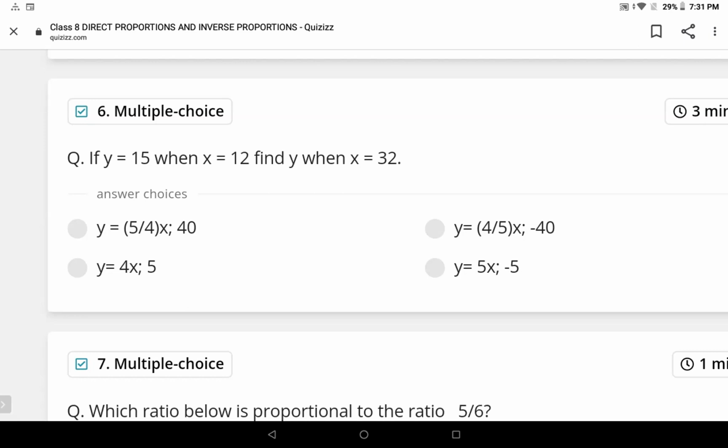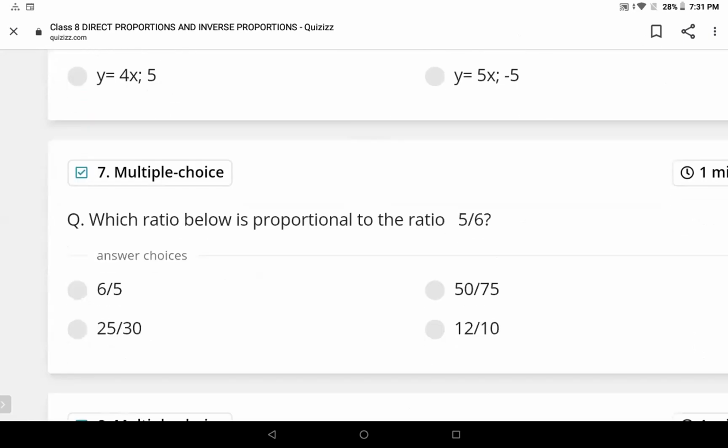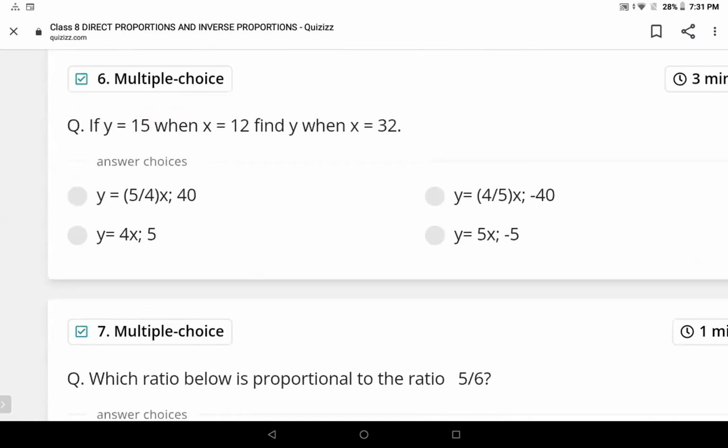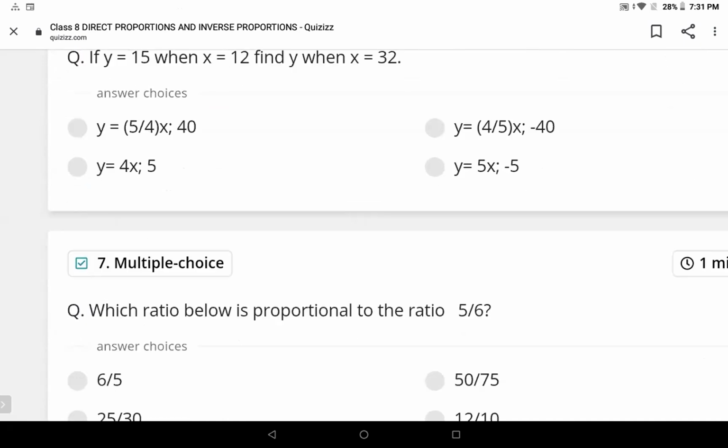Any other simple technique here, children, to find out the value of y? Yes, 15 is to 12 as, ma'am, you can do 32 divided by 15. Yes, that is okay. Here, 15 is to 12 as x is to 32. Find the value of x. So which option is correct here? y is equal to 5 by 4 and x is equal to 40. Right, children, right.